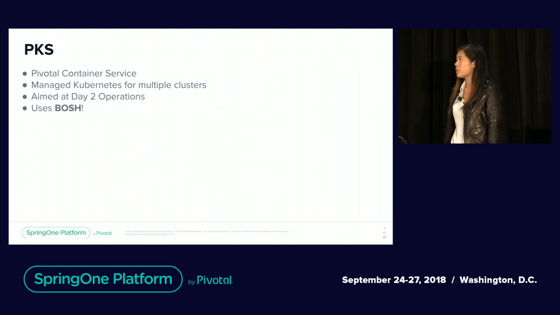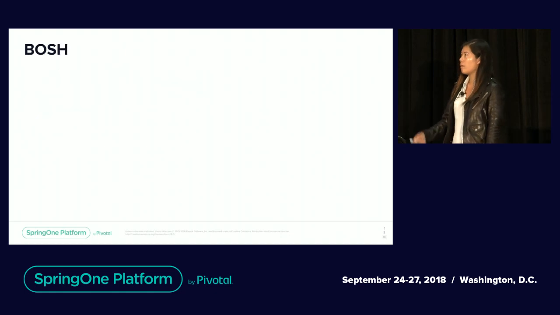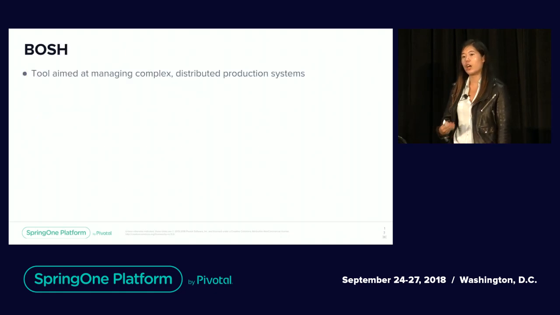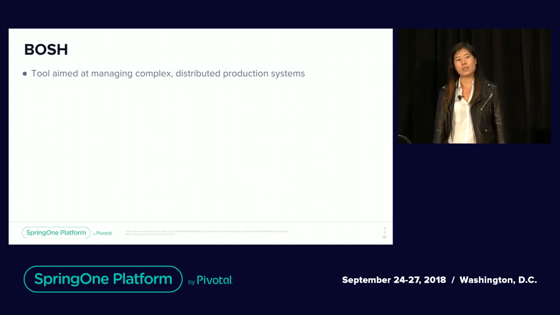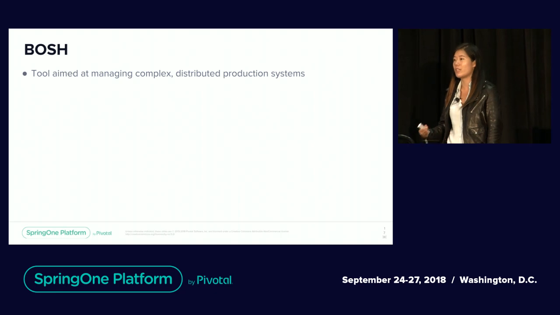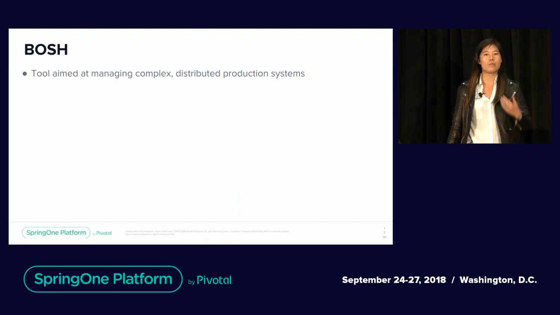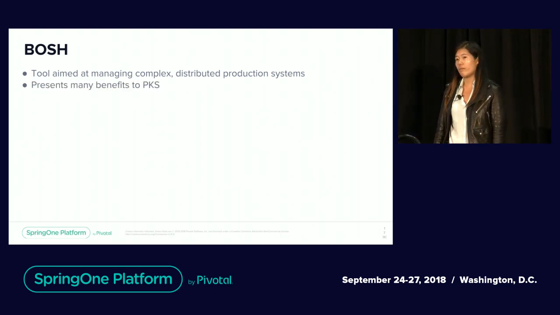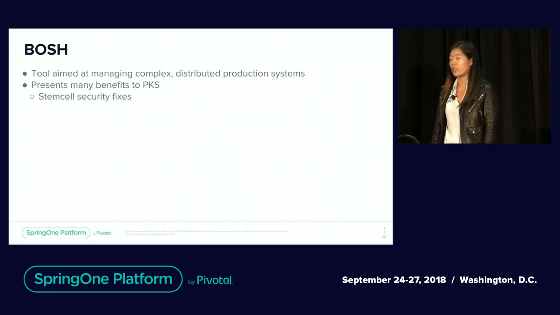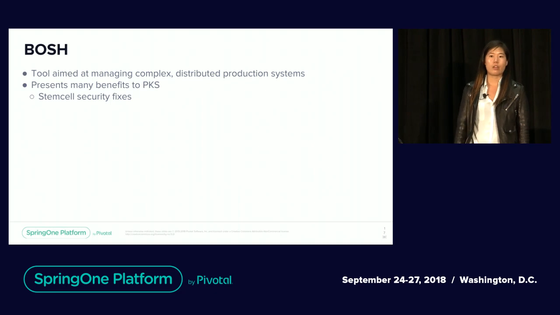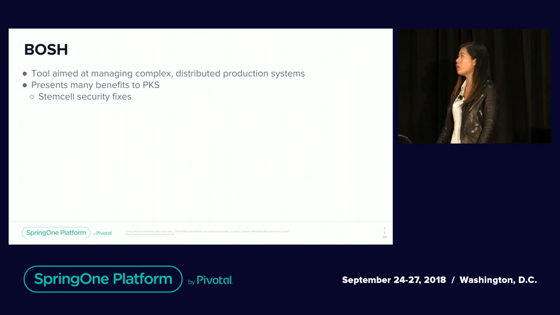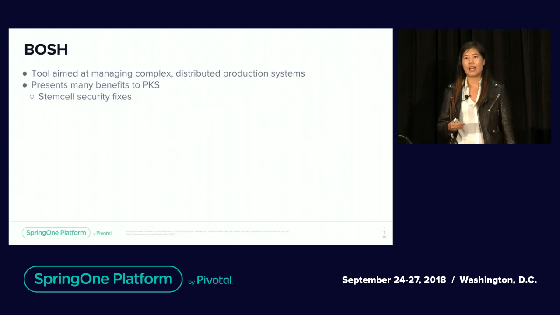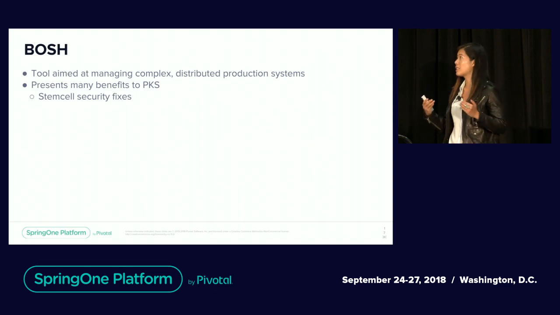And with PKS, we see the solution for that is through using BOSH. And BOSH, of course, is a tool aimed at managing complex distributed production systems. In this case, we see that Kubernetes is a complex distributed system. So it seems like a natural fit to use BOSH to also deploy and provision Kubernetes clusters. And it presents a lot of benefits to PKS, such as stemcell security fixes. So we see sometimes that there are CVEs in your underlying OS layer in the kernel, and with BOSH, we promise a fix within 48 hours. You're able to upgrade and patch that security vulnerability with ease and get that safety at your OS level.